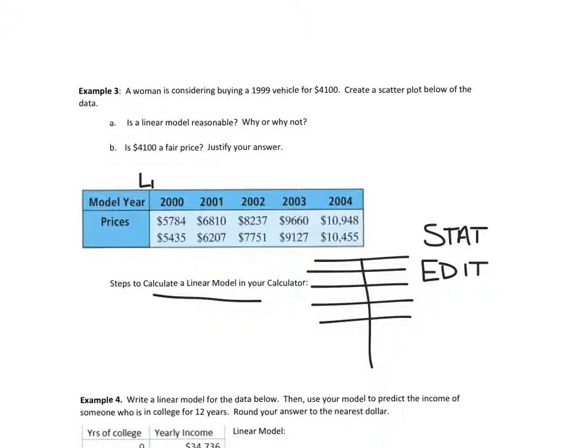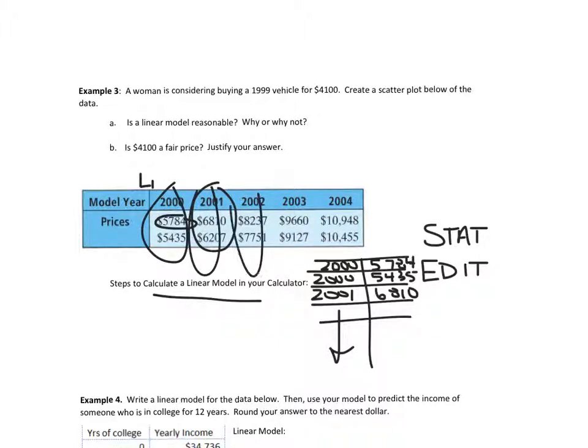So the points will be 2000, 5784. And then in 2000 you also got 5435. And then in 2001, so you have to put 2001, it's 6810. So continue to put those in. I have all these points in, and there ends up being 10 ordered pairs. After I edit these, I go back and press the stat button.